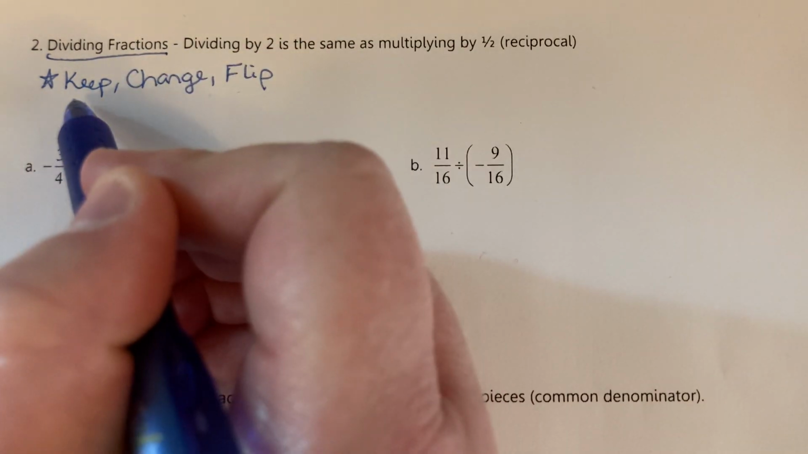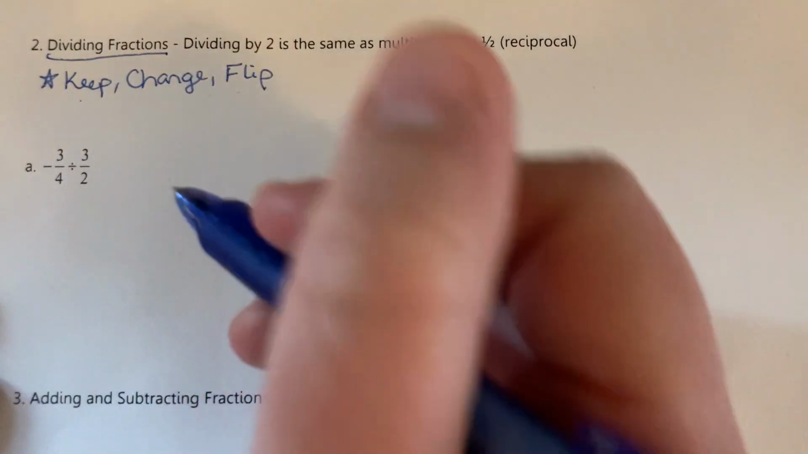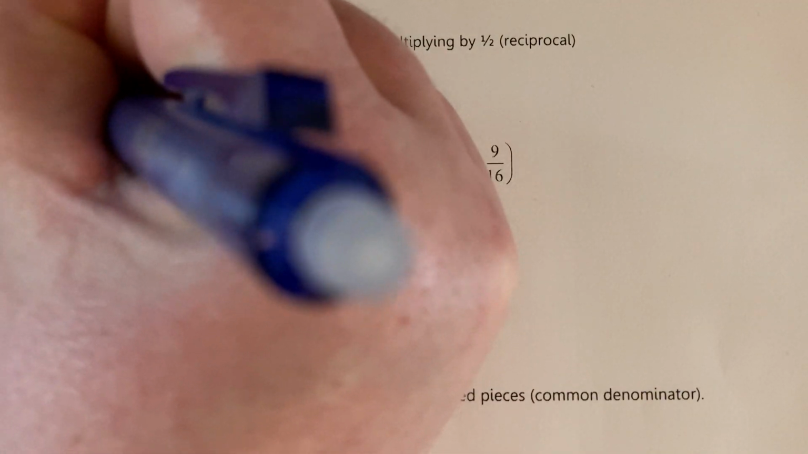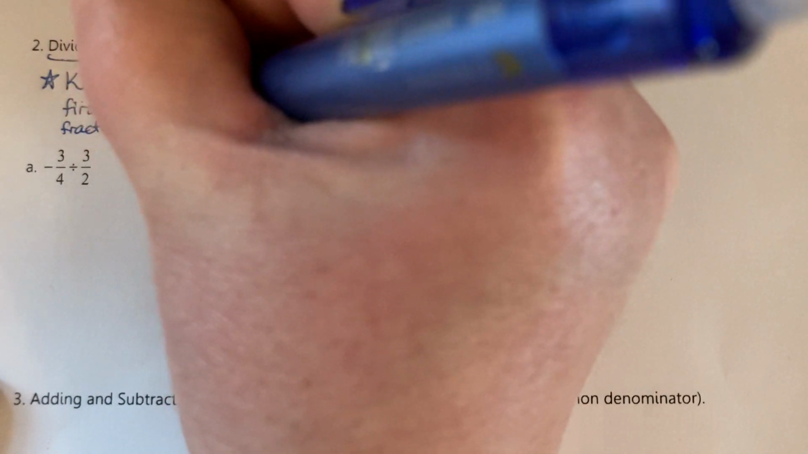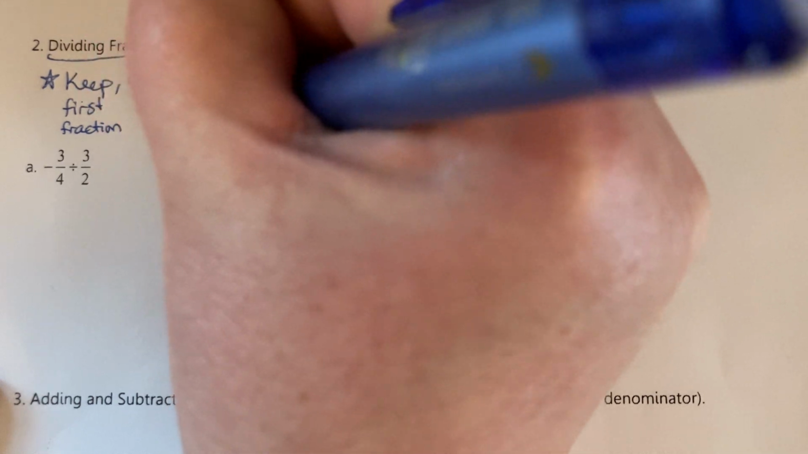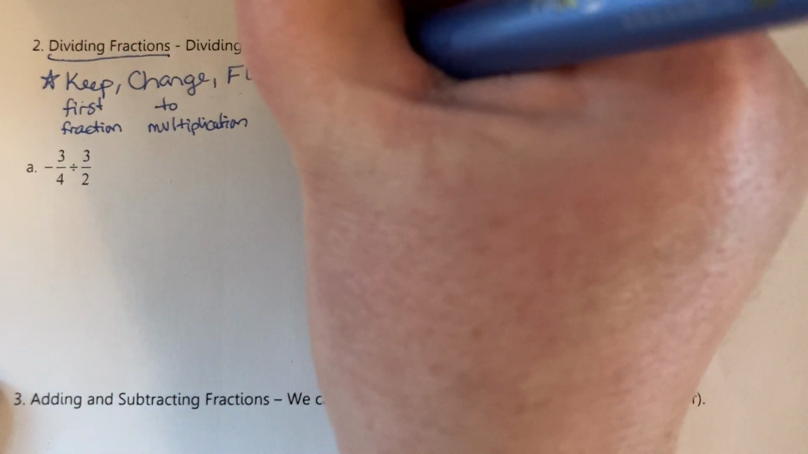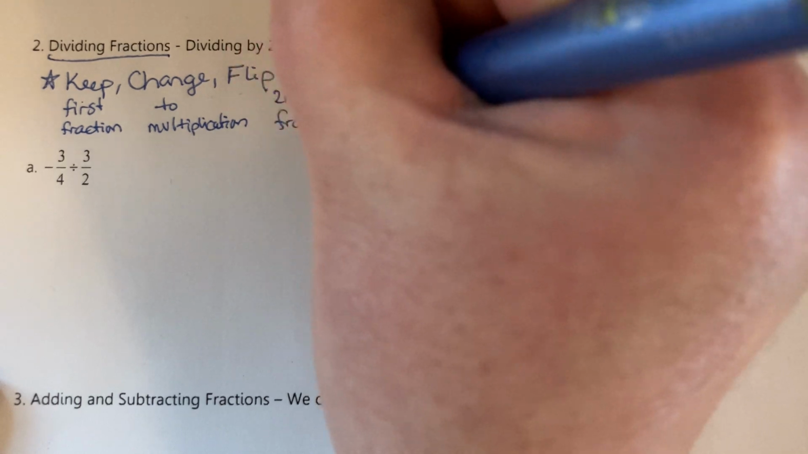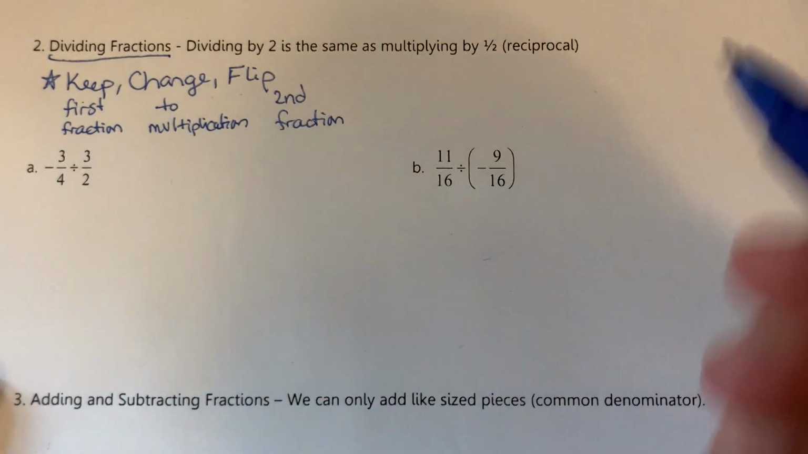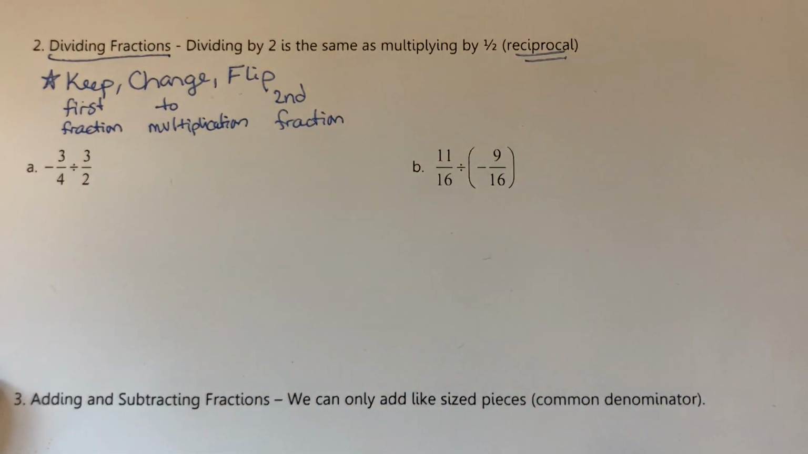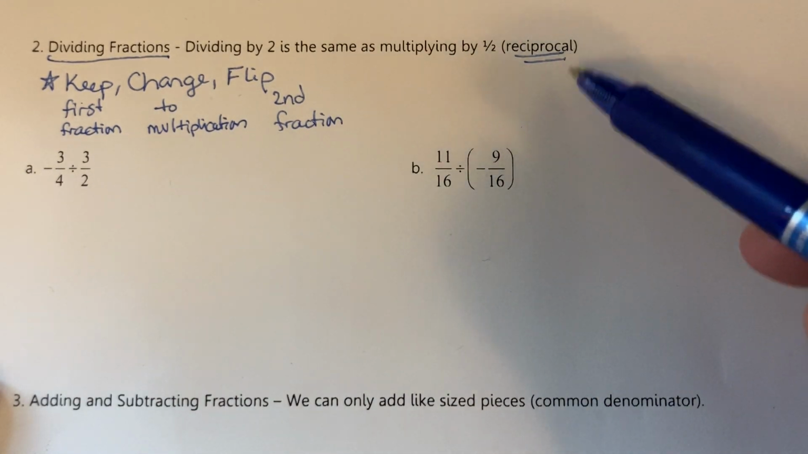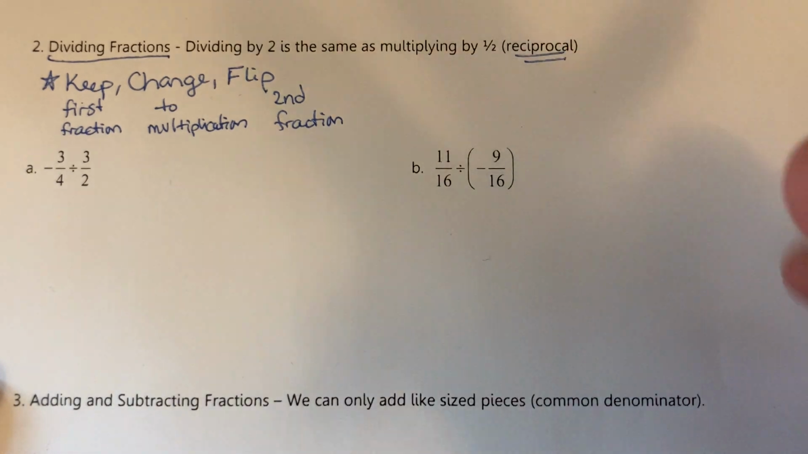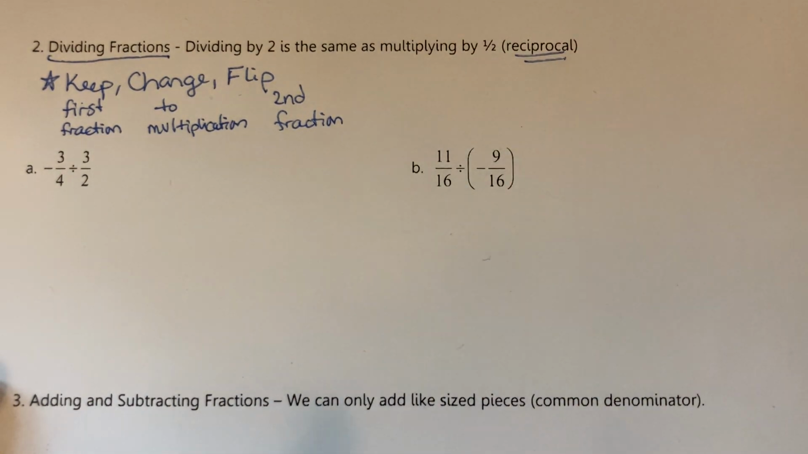But what that means is we're going to keep the first fraction. We don't change the first fraction. We're going to change to multiplication and then flip the second fraction. And that flip is what we call the reciprocal. Or you can even call it the refliprical. I'm not good at pronouncing it, but that's what a reciprocal is. It flips a fraction over. So let's try that.